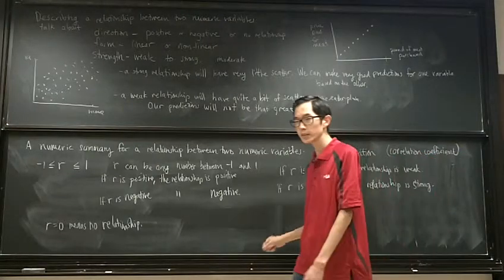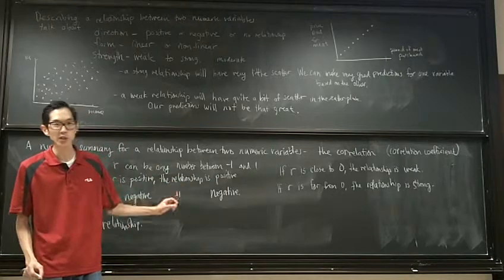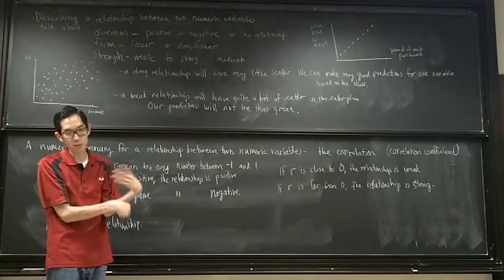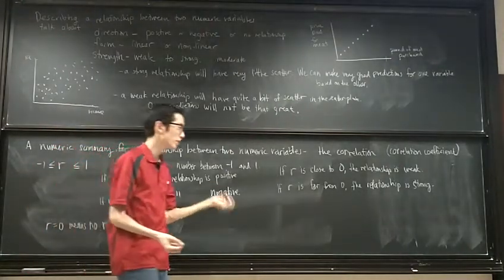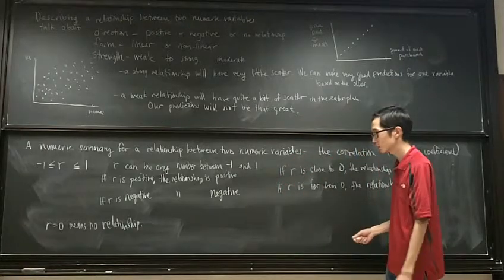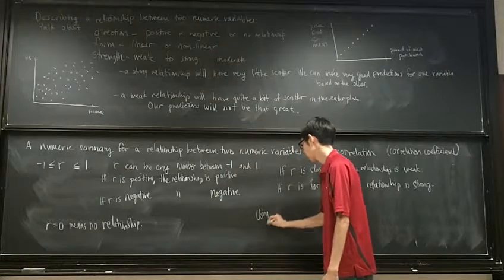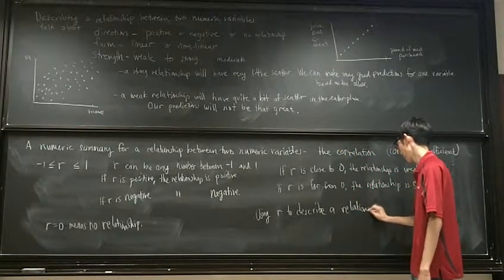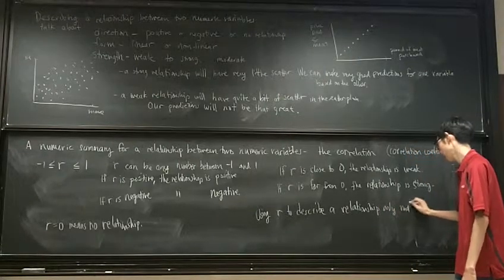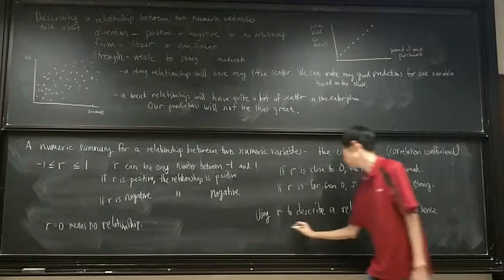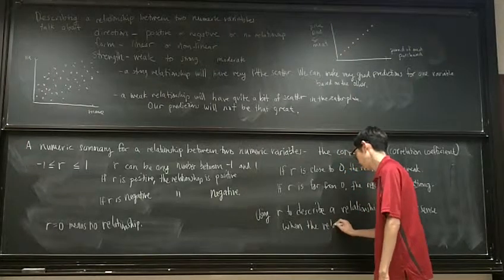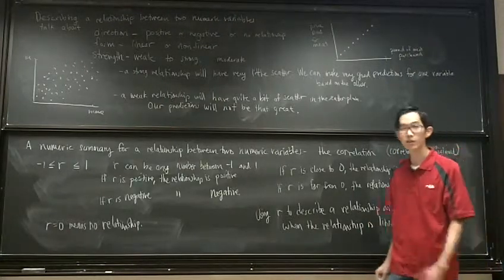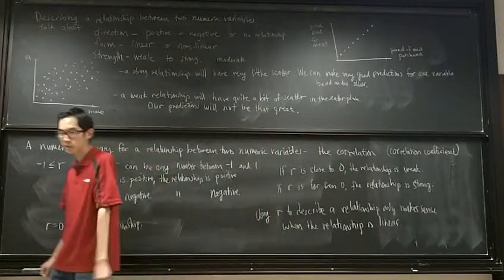Okay. R only makes sense for linear relationships. It will exist for any two numeric variables. If you ask it to tell you what the value of R is, you can get the value of R. But it only makes sense when the relationship is linear. So R will not tell you the form of the relationship. It will not tell you if it's linear or nonlinear.